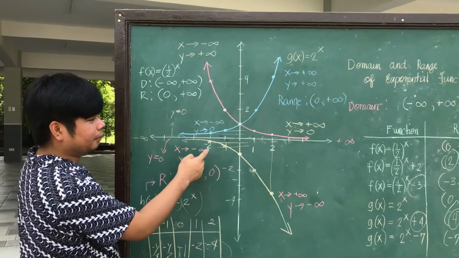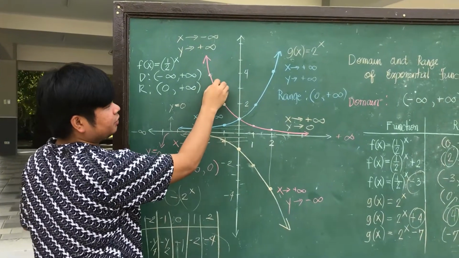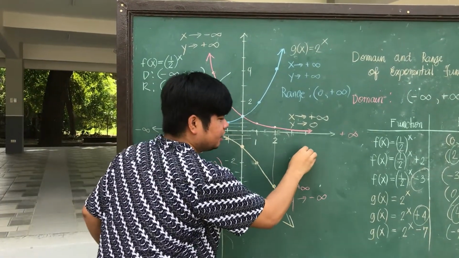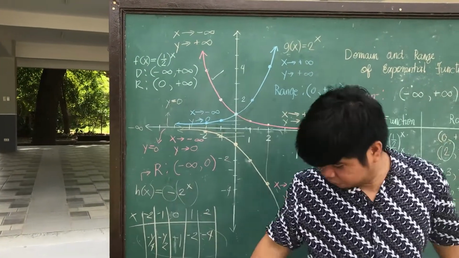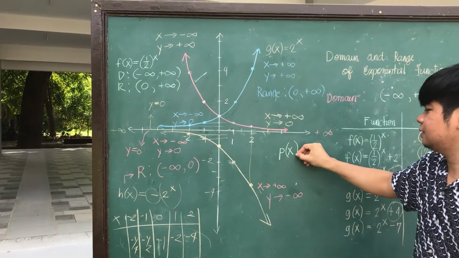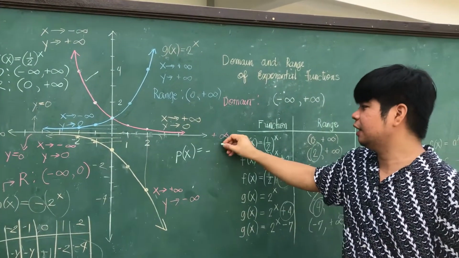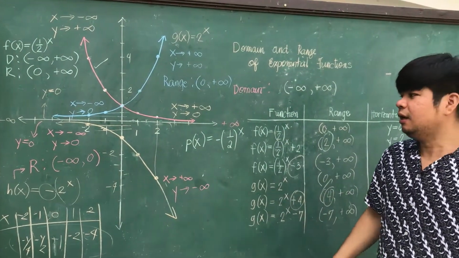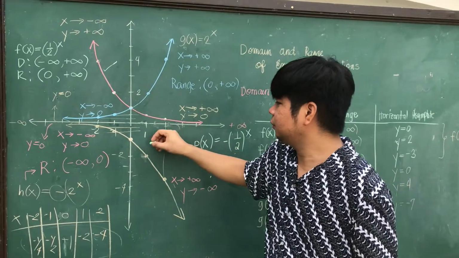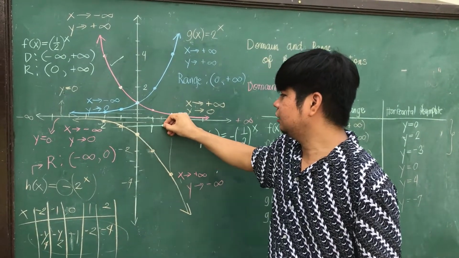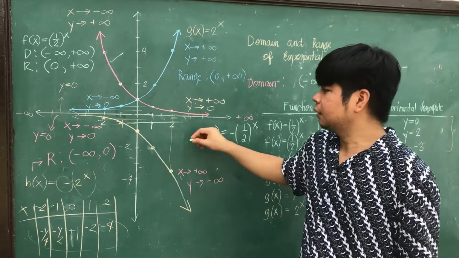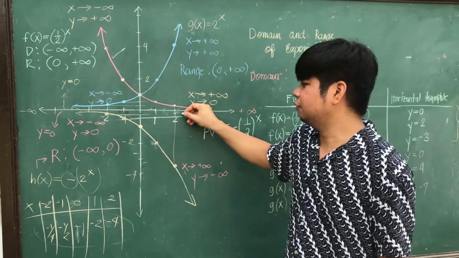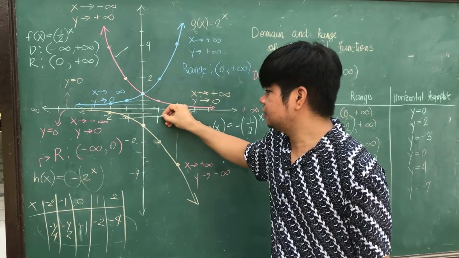But the reflection of this function f of x is equal to 1/2 raised to x will be, let's name that as function p. P of x is equal, just place a negative sign, so negative 1/2 raised to x. Okay, so that is a reflection, so it will look this way. When x is 1, it will give you negative 1/2. When x is 2, negative 1/4. So it will be like this.